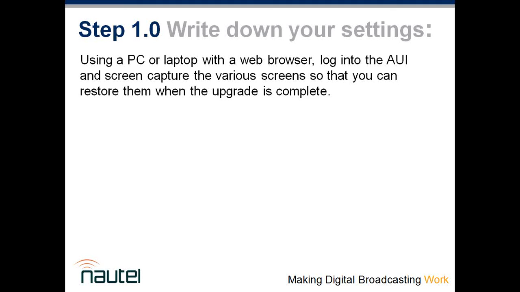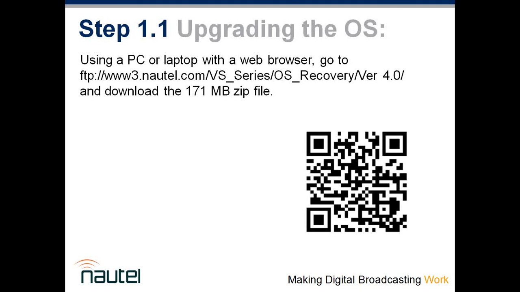So the very first thing we're going to do is write down your settings. Using a PC or laptop with a web browser, log into your AUI and screen capture the various screens so that you can restore them when the upgrade is complete. It does not take very long, but it's a good thing to know what your settings are, because it's just like when you reformat your computer. It's going to start all over at ground zero.